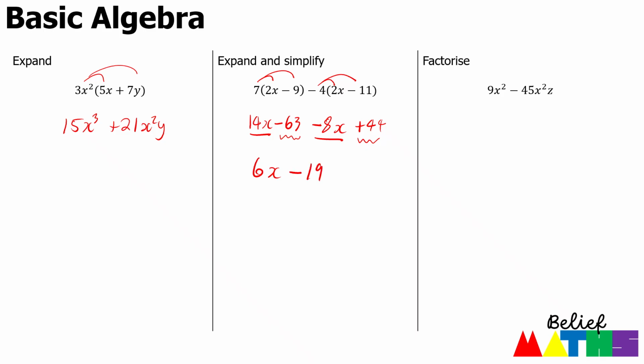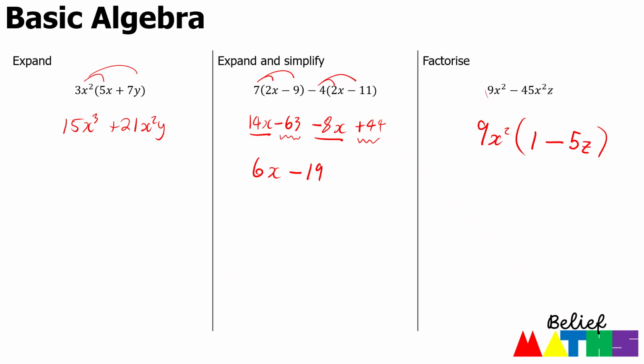The next we need to factorize. So factorize means put into brackets. So 45 and 9 can both be divided by 9. And we can take an x squared out of both of those. And what you'll notice is that's the entire first term. Now the first term doesn't disappear. It's been multiplied by 1. So we get 1 minus, and then in the second term all we're left with is 5z.